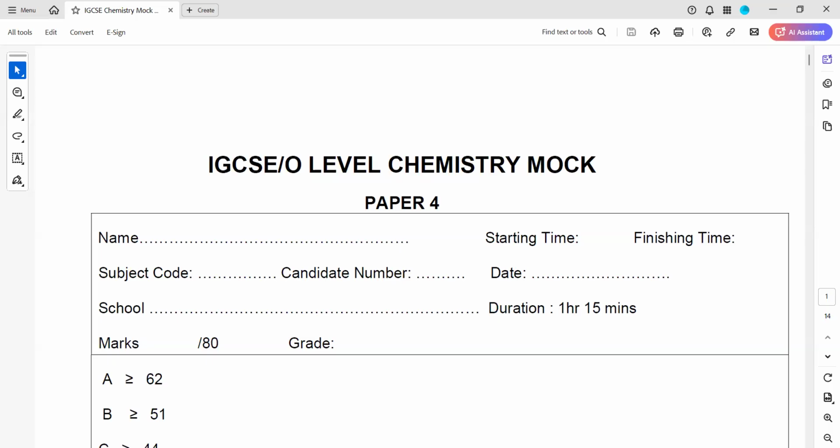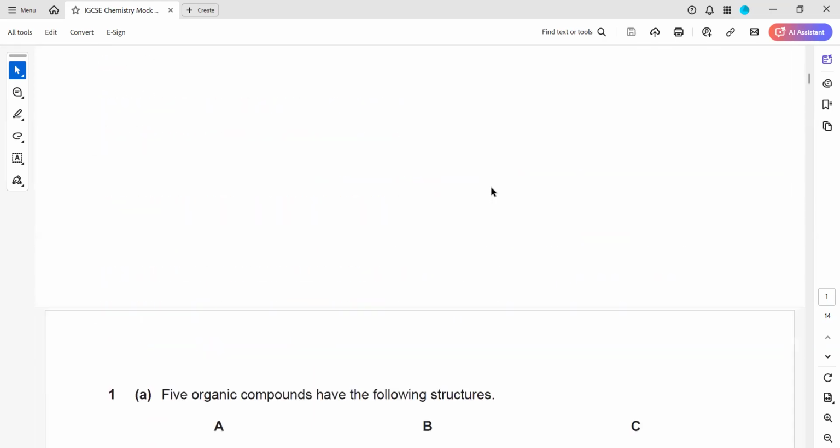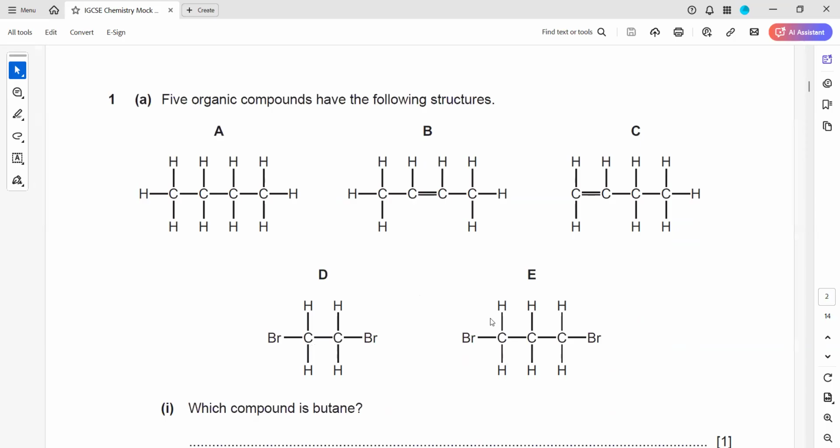So this is Paper 4 Mock Set 3. You can use your mic, chat, or screen annotation to answer the questions.